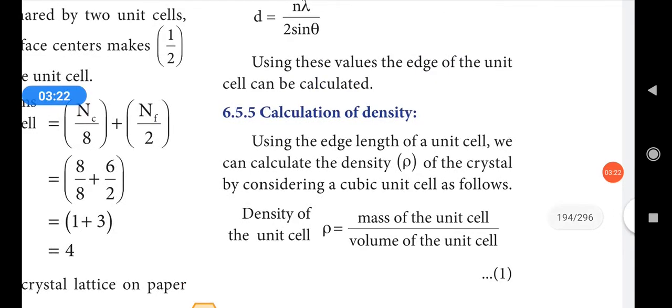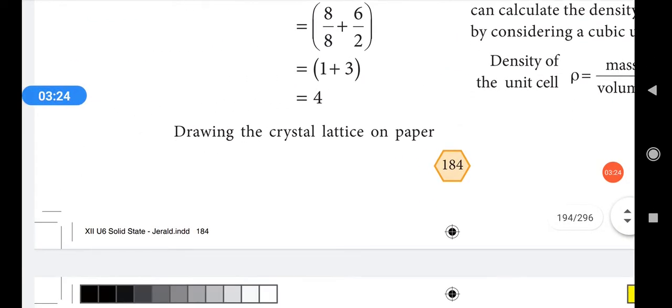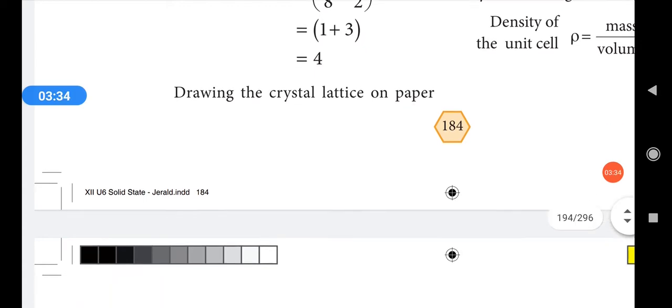Then how can we calculate the mass of the unit cell? The mass of the unit cell can be calculated with the help of the atomic mass or molecular mass of the atoms present in the unit cell.